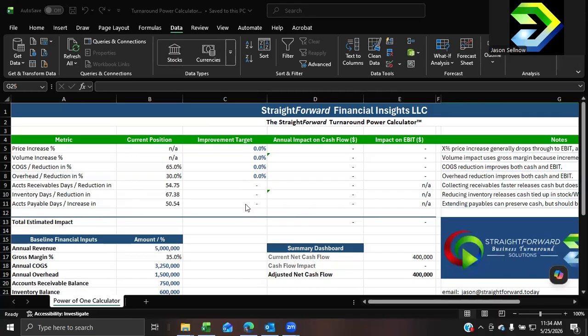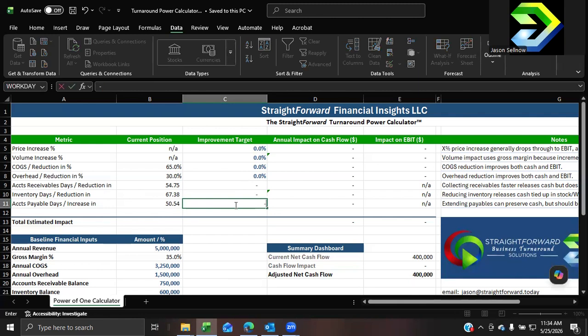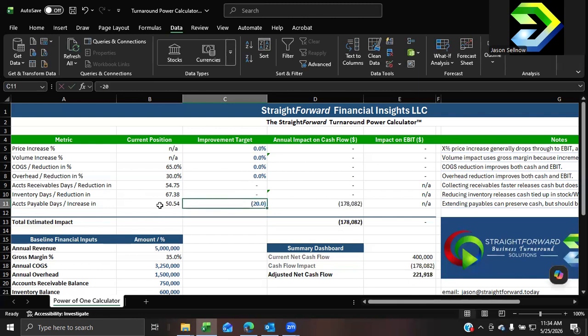Now, speaking of inefficiencies, let's show you why I think this is one of our greatest tools yet. So let's say, for example, we're paying our payables, our vendors at about 50 days, and they're getting a little tired of that. So they want to get back to that net 30 time period. Well, to reduce our payable days that much, it's talking about $178,000 of cash outflow to do that. Well, how do we offset that?